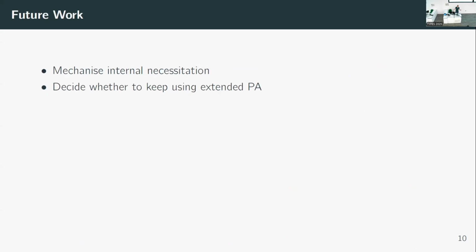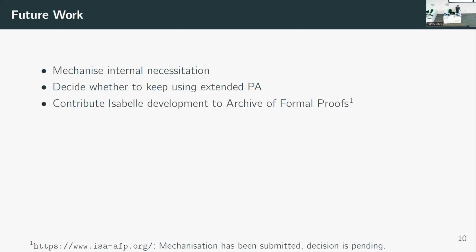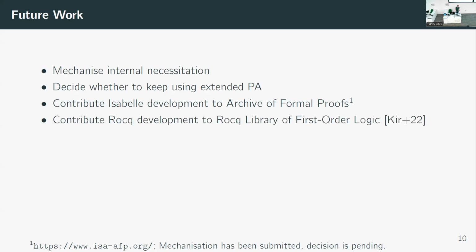We want to finish mechanizing the proof. We want to mechanize this last one, internal necessitation. And for this, we may need to extend the system even further, we may need to add more syntax functions, just technical stuff, but it's really hard work. We also would like to contribute the Isabelle proof to the Archive of Formal Proofs. This is already underway. It's been submitted, but the decision is pending. We also would like to contribute the Rocq development to the Rocq library of first-order logic. This is also already underway.